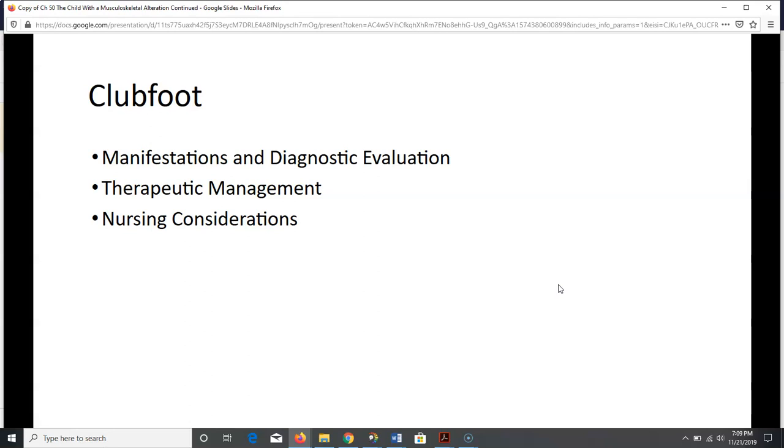On completion of casting, the foot will appear overcorrected. Correction is maintained through the use of an abduction orthosis full-time for 3 months, followed by 12-hour nightly use until at least 2 years of age in an effort to prevent reoccurrence of the deformity.